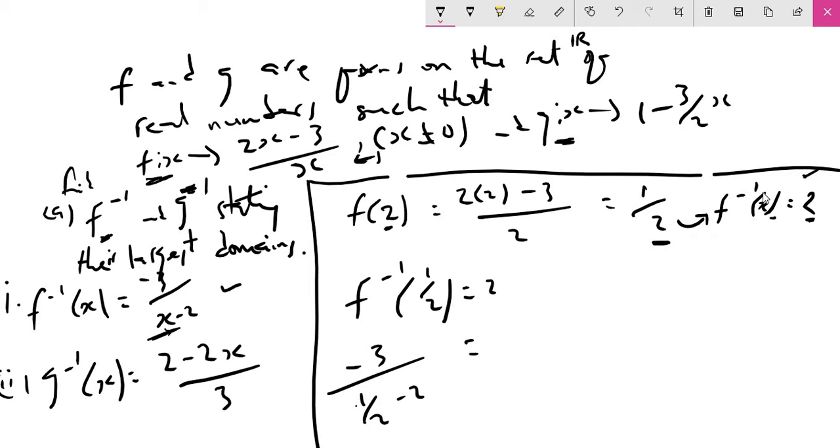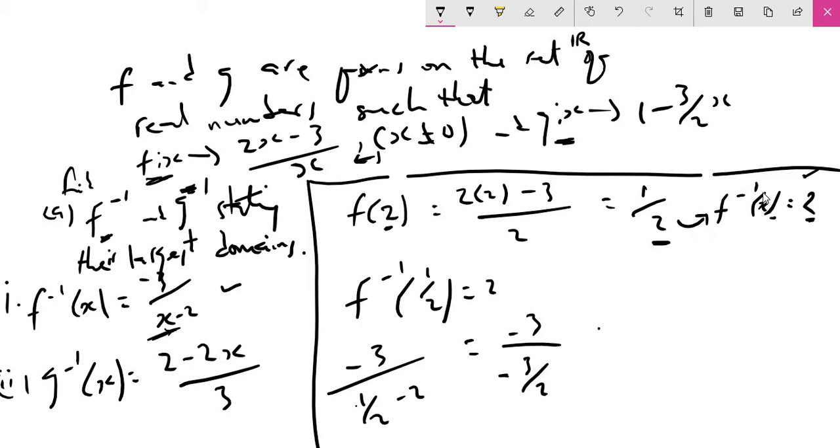So this gives minus 3 divided by half minus 2. What does that give? It gives negative 1.5, right? Yeah, negative 3 divided by 2. You can check this out and see.